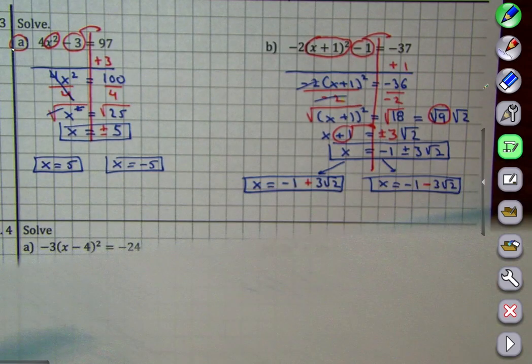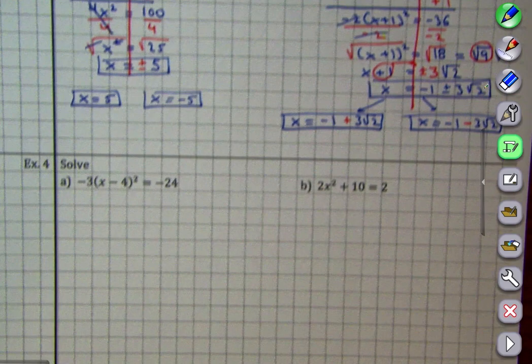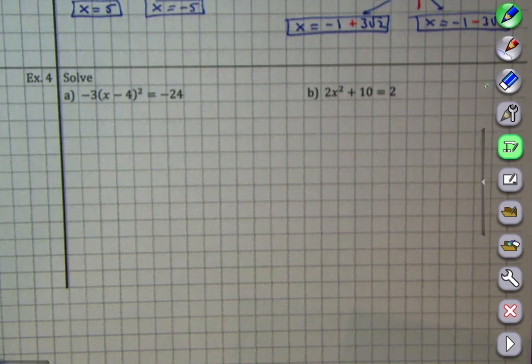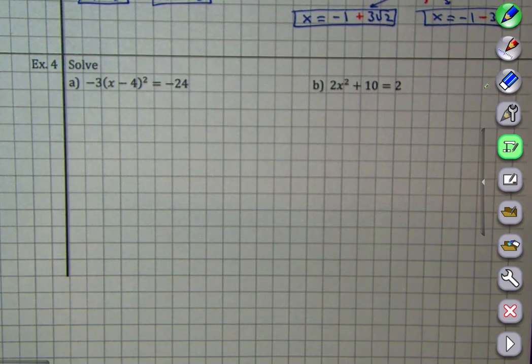Now let's go to example number 4, the last example. See if you can do it yourself. Those are easy problems. Go and pause it.